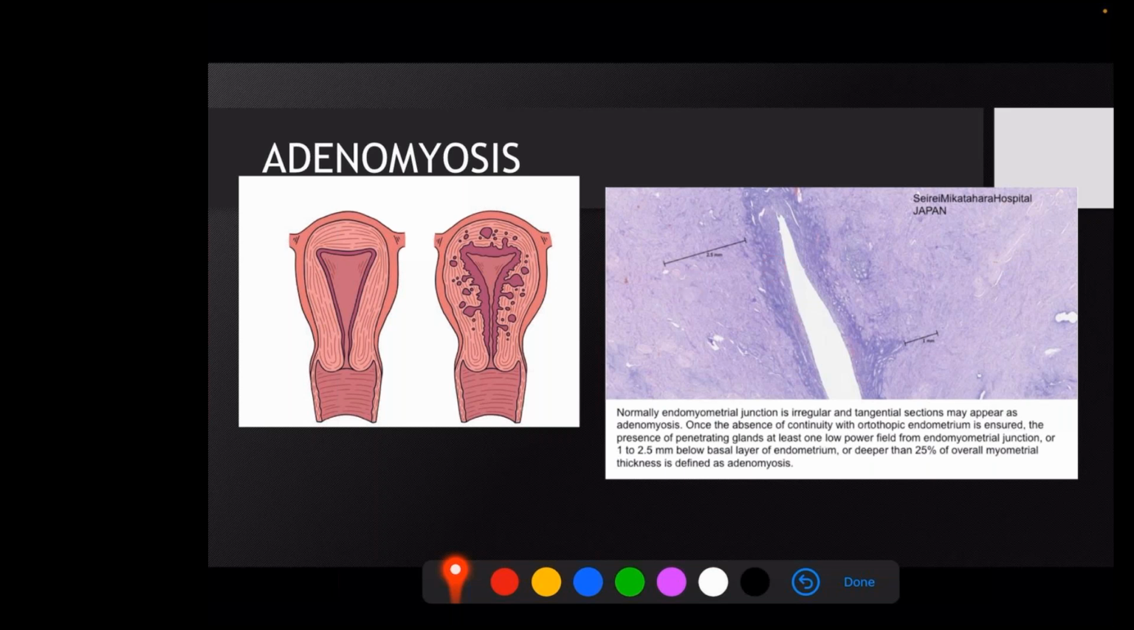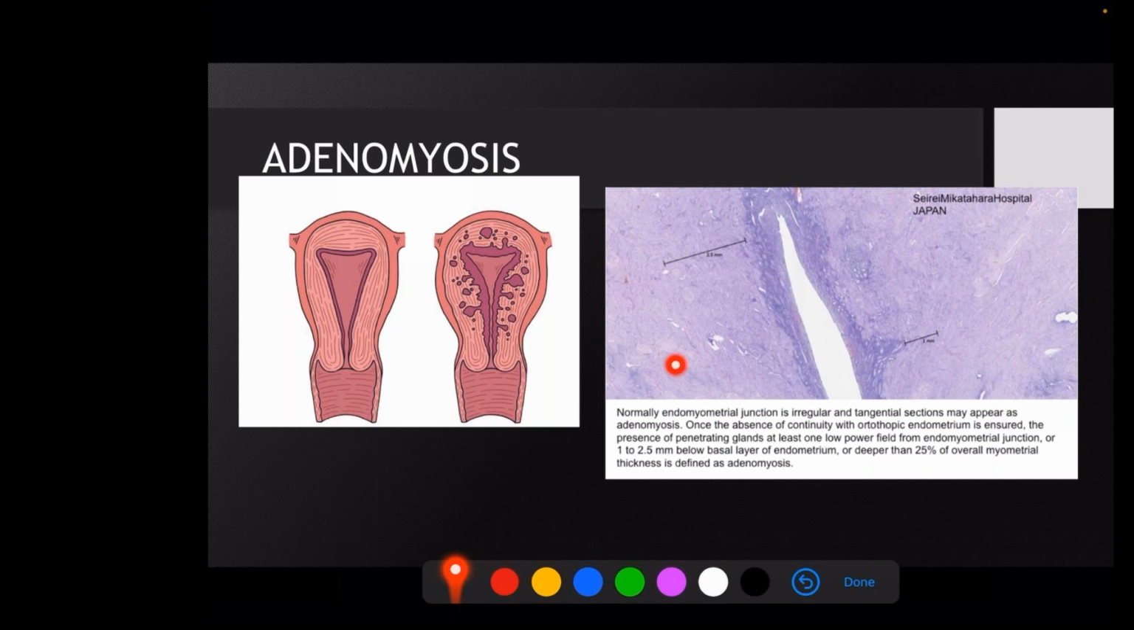So it is defined as the presence of endometrial tissues, including penetrating glands and stroma, in the myometrium, at least one low power field. Here and there, endometrial glands and stroma are scattered, 1 to 2.5 millimeter below the basal layer of endometrium. This is 1 millimeter length, here 2.5 millimeter from the basal layer of endometrium, or deeper than 25% of overall myometrial thickness. Then only we can call it adenomyosis.